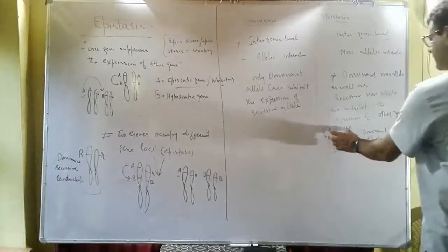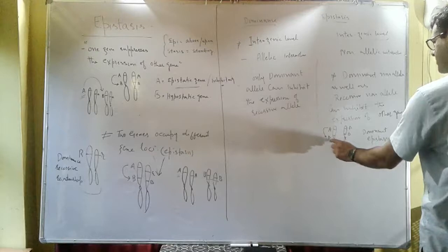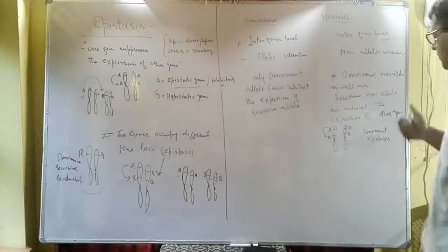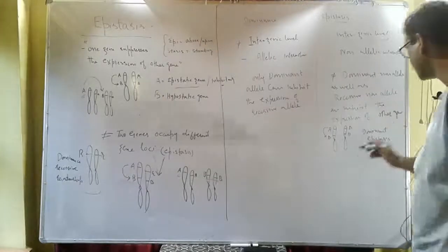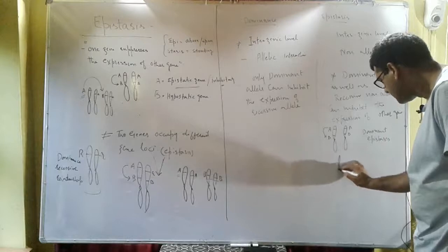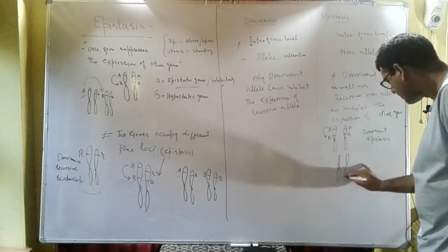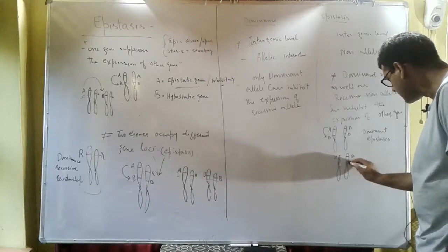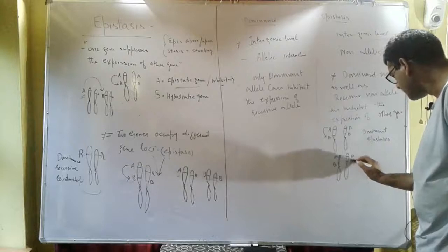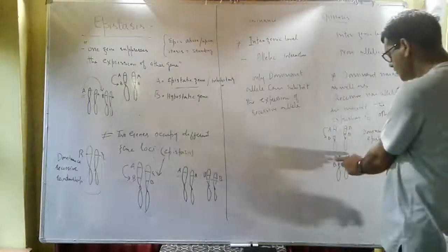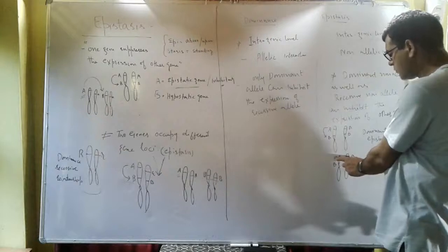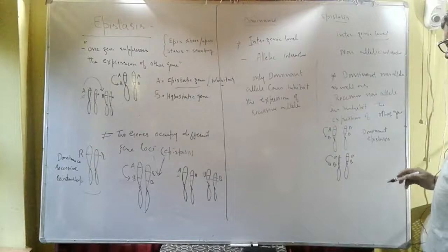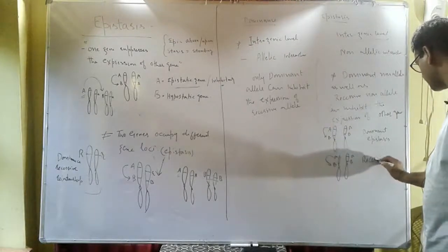Here, the dominant allele of a gene inhibits the expression of the other gene. That is called dominant epistasis. But a recessive allele can also inhibit the expression of another gene. So it would be like this: we have small a, and B and B. Here, this is the homozygous recessive condition. These recessive alleles inhibit the expression of the B gene. So this is called recessive epistasis.